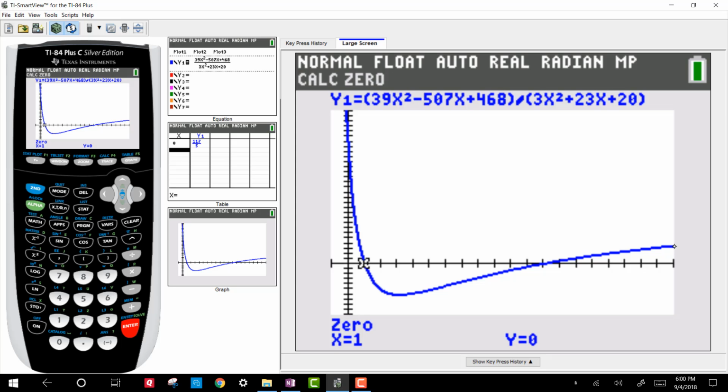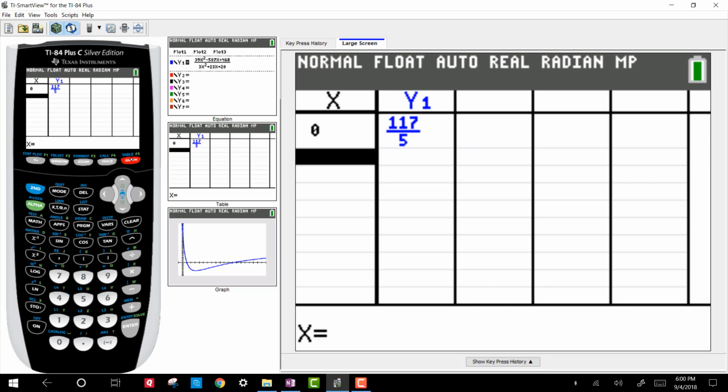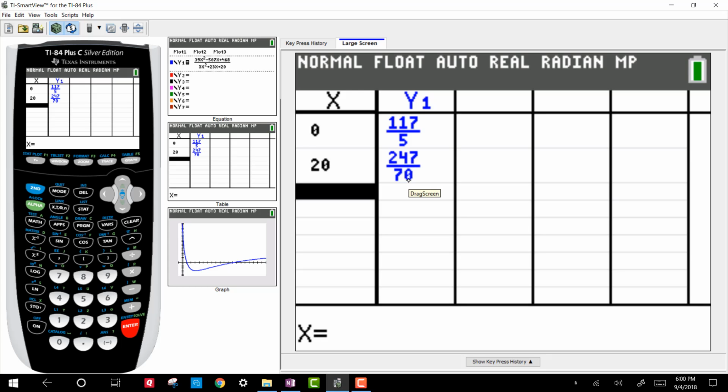Horizontal distance, I need to know how high that point is. Well, guess what? I'm going to go back to my table. So I'm going to hit second and table, and I want to know how high that ramp is when I'm 20 meters away from the start point. So if I punch in 20 and I hit enter, I get 247 over 70. All right? Now there is a way to do this in decimal. We'll talk about that later, but 247 over 70.